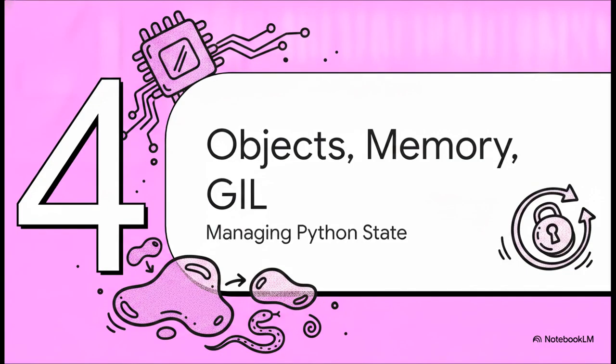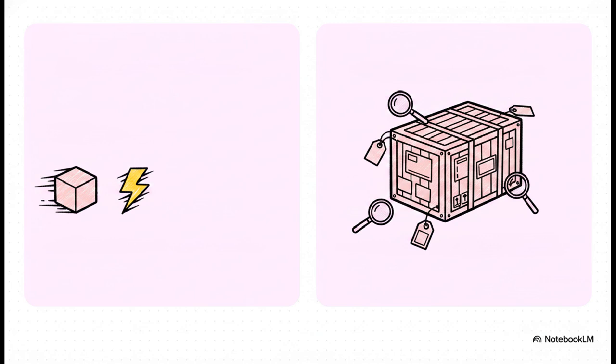All right, section 4: objects, memory, and the GIL. To truly grasp Python's performance profile, we have to look at how it manages state. Consider a simple integer. A C++ integer is typically just 4 raw bytes sitting in line in memory. No headers, zero overhead. A Python integer, on the other hand, is a full heap-allocated struct. It carries a type pointer, a reference count, and the actual numeric payload. This means a simple arithmetic loop is naturally going to be slower in Python purely because every single number requires dynamic type checking and object overhead.